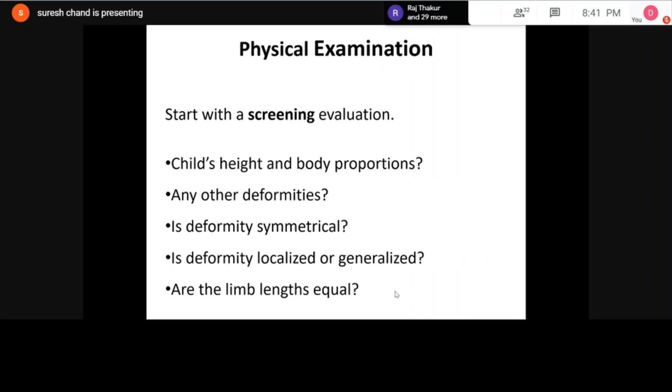Then comes the examination. We start with a screening evaluation: look at height and body proportion, and for syndromic cases. Generalized rickets might have altered height and body proportion, whereas a physiological case will have normal proportion. Is it associated with any other deformities? Is the deformity symmetrical? Any asymmetry in deformity is an indication towards a pathological form. Is the deformity localized to the knees or ankles, or is it generalized? Are there any limb length inequalities? Limb length inequalities suggest underlying hemimelia or a limb deficiency syndrome.